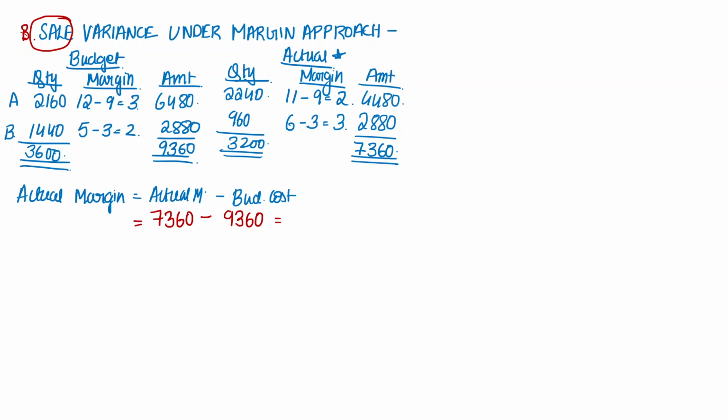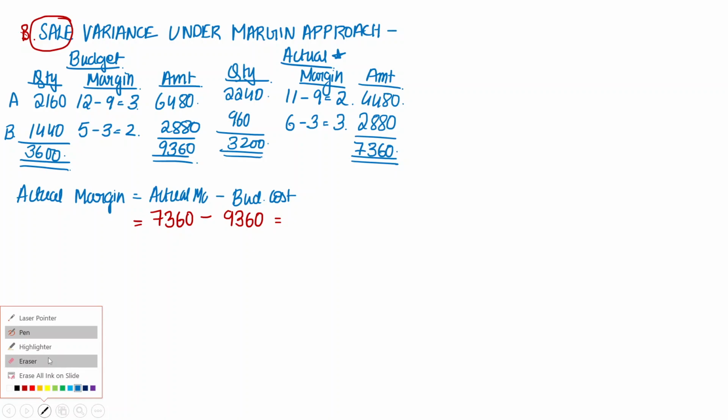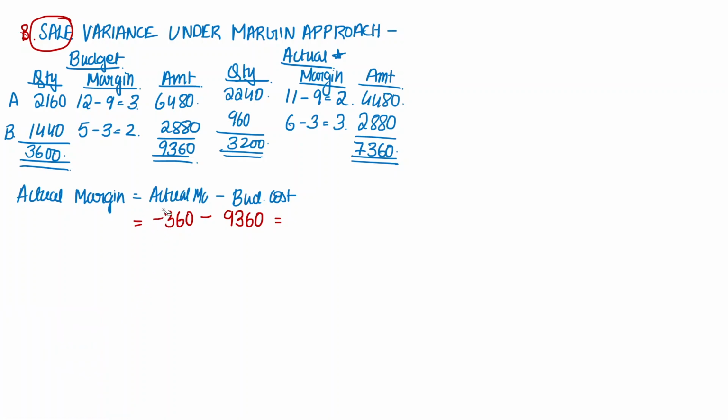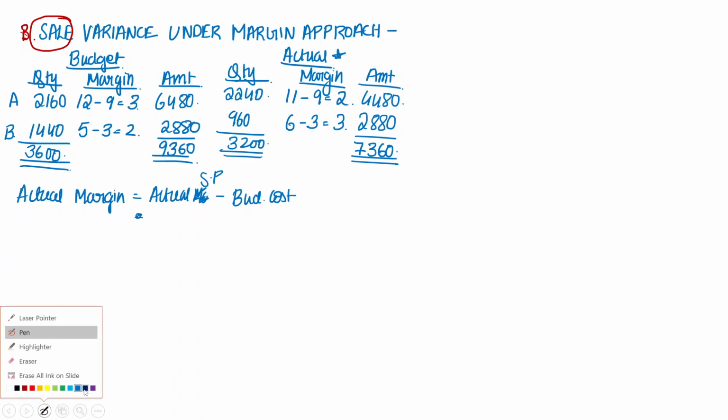Oh, sorry, this was the actual margin formula. I thought I had already written the cost variance. Sorry, total variance: actual selling price minus actual cost. That is your formula. Now coming to the first variance.